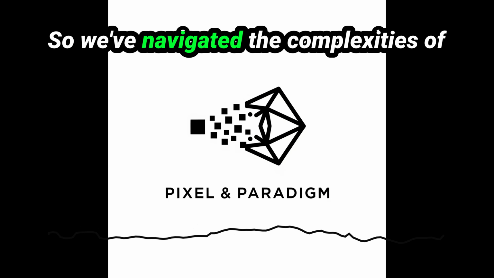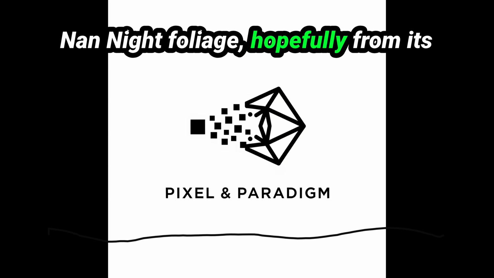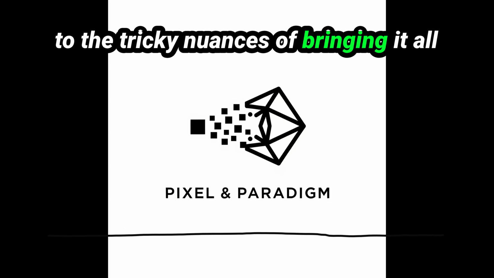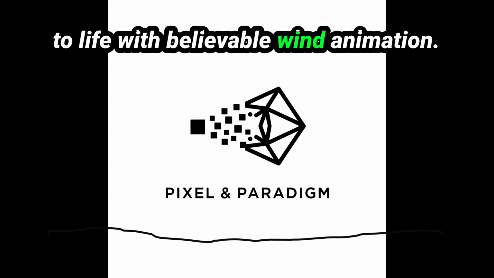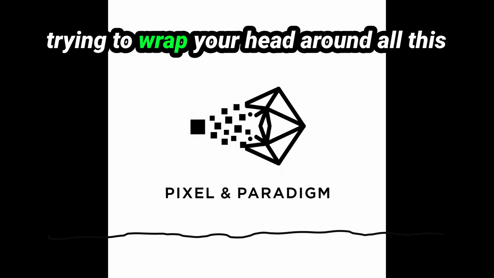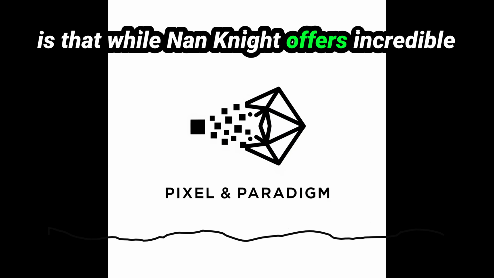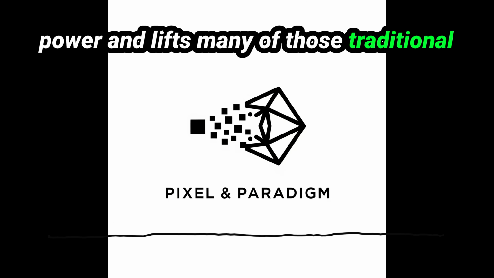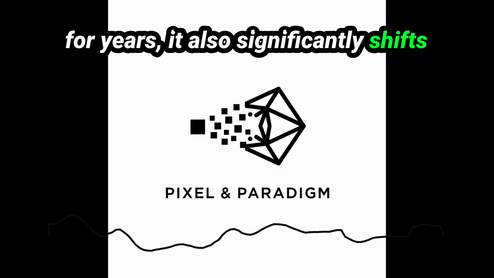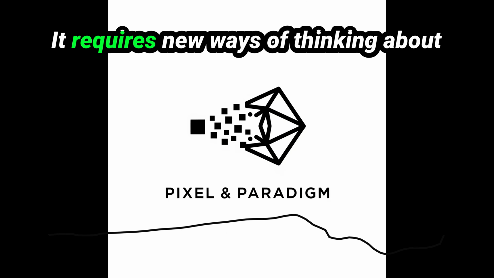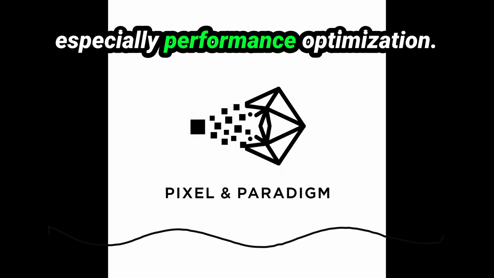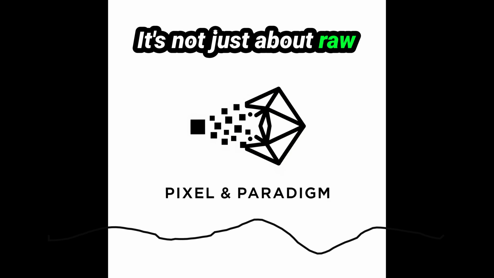So we've navigated the complexities of nanite foliage, hopefully, from its core geometric revolution, right through to the tricky nuances of bringing it all to life with believable wind animation. Yeah, and I think the key takeaway for you, the game developer listening in and maybe trying to wrap your head around all this, is that while nanite offers incredible power and lifts many of those traditional geometric burdens we've struggled with for years, it also significantly shifts where the technical challenges lie. It requires new ways of thinking about art creation, material setup, and especially performance optimization. It's not just about raw triangle count anymore.